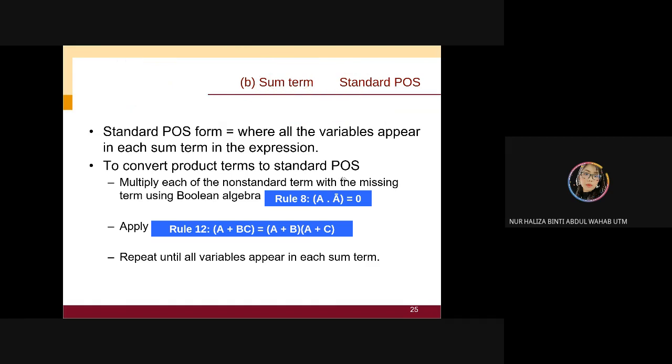There is rule number 8, which is A dot A bar equal to 0, that you need to apply. And another, rule number 12, you need to remember and apply. How to apply this? You need to repeat a similar thing, repeat until you get all the variables in one sum term.